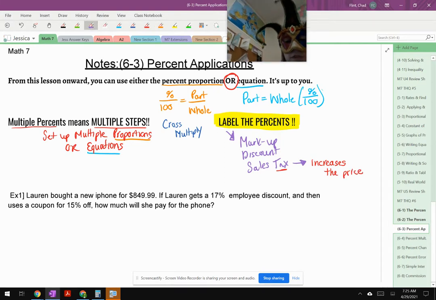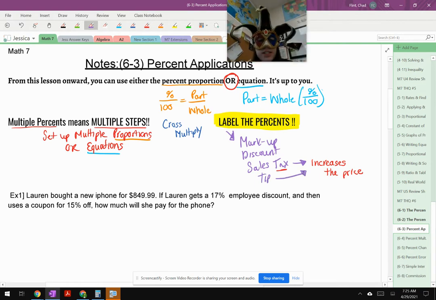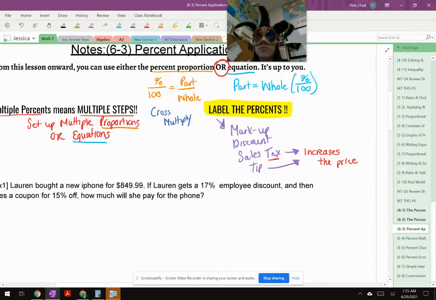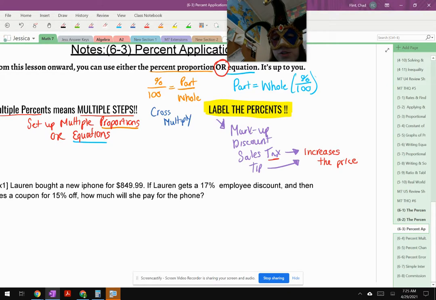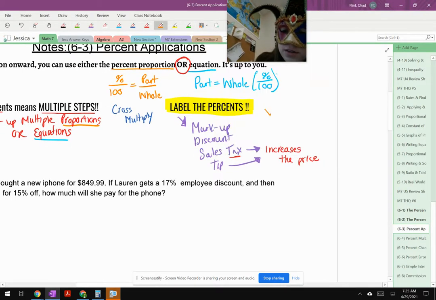Along with a tax is a tip. A tip is also an increase in the price. Discounts and coupons are the things that lower the price. So make sure you label those percentages, because then you'll remember to do that next step where you either need to add it back onto the original or subtract it back from the original.